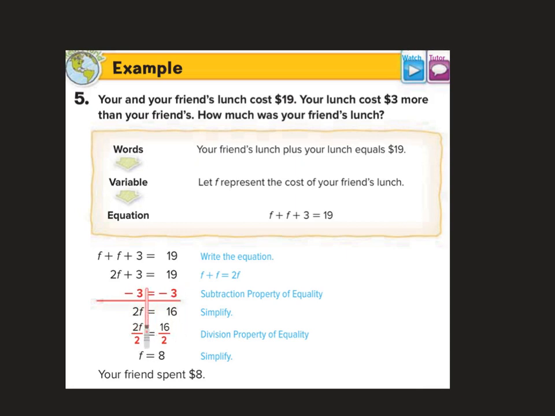Now we subtract the 3 from both sides. We get 2F is equal to 16. And then last but not least, we divide 2F and 16 by 2, and we get F is equal to 8. So your friend spent $8. And just want to point out again, since we did not know how much the friend's lunch cost, we had the friend's lunch, and then your lunch, which was the cost of your friend's, plus 3, because it was $3 more.